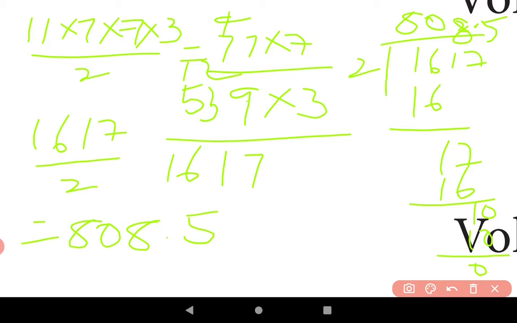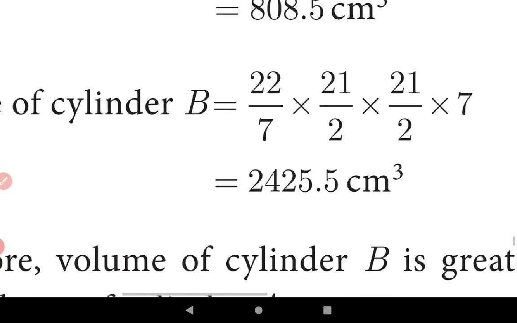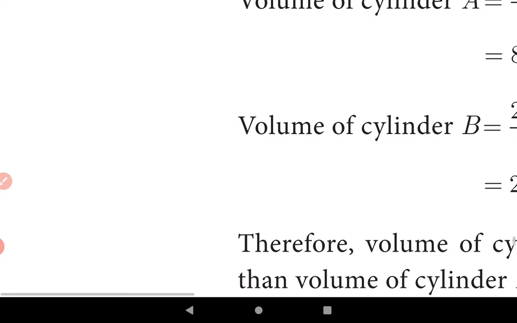This is the volume of cylinder A. I hope you can copy this. Next, what is the next sum we have? Volume of cylinder B. It has different measurements. Here you have to compare the volumes of A and B, and the radius and height totally differ. Now let us solve this. How can we solve it?